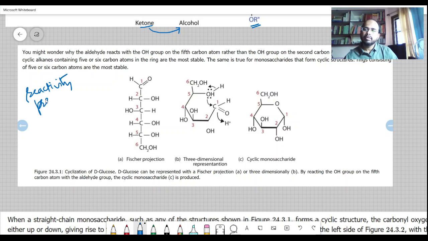What is the reactivity preference? It is that the aldehyde reacts with the OH group on the fifth carbon atom, not the OH group on the second carbon atom next to it. How? See, for example, it reacts with this carbon atom, and not the second carbon atom.